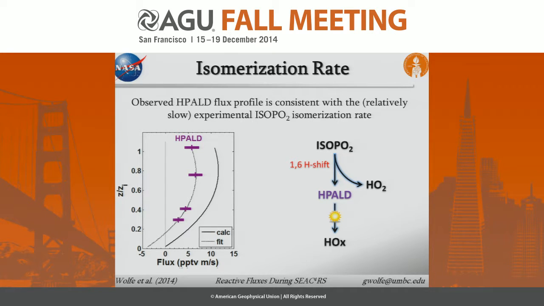This plot shows the hydroperoxyaldehyde flux profile, and then the black line here is our calculation using the slower isomerization rate. And then you can see I just have to adjust for a deposition term here, and I get fairly good agreement with the observed flux profile. So we would say that the observations here are consistent with the relatively slow experimental isomerization rate, and to my knowledge, this is the first observational field confirmation of that slow isomerization.